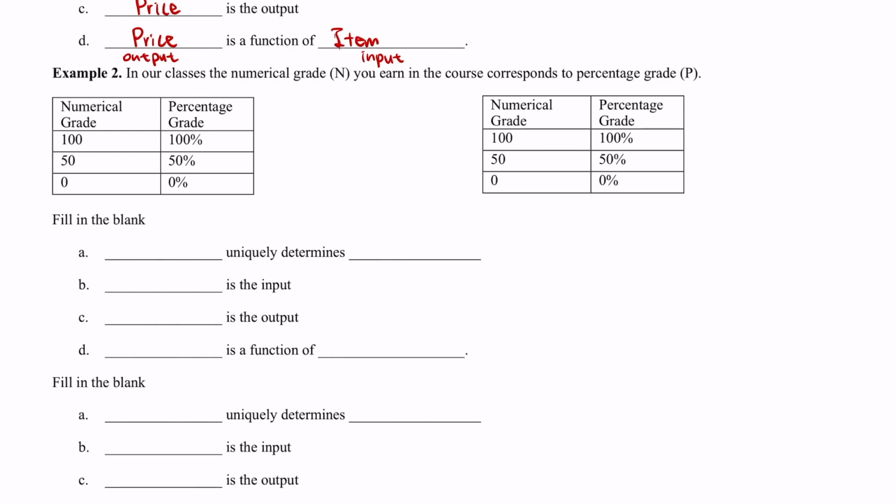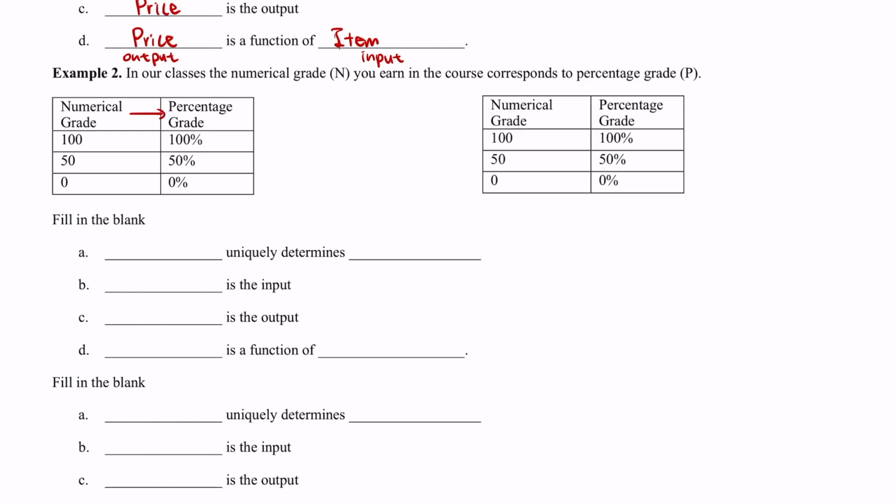We have some numerical grades, like 100 points, 50 points, or 0 points. And we have percentage grade. I made some examples here. If you get 100 points, I'm going to convert it into percentage 100%. If you got 50 points, it's going to be 50%. And if you got 0, then it's going to be 0%.